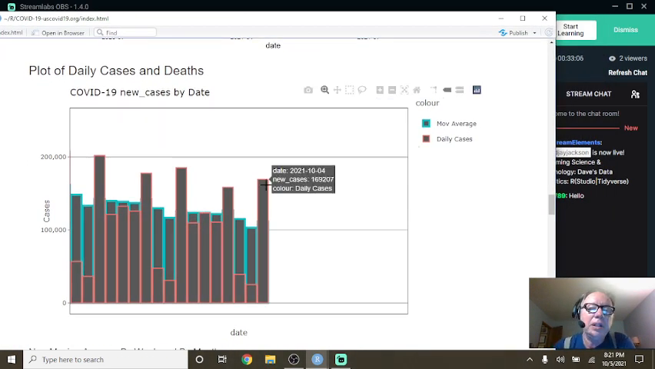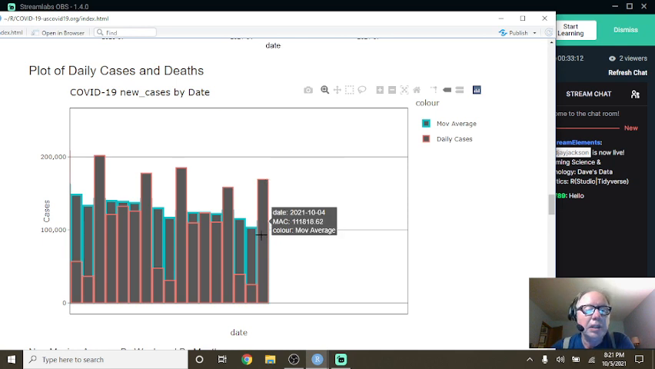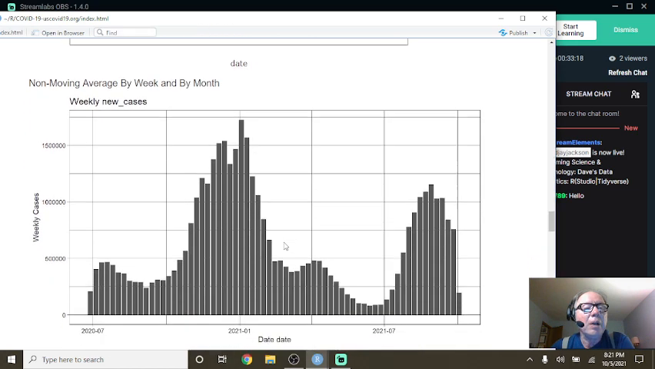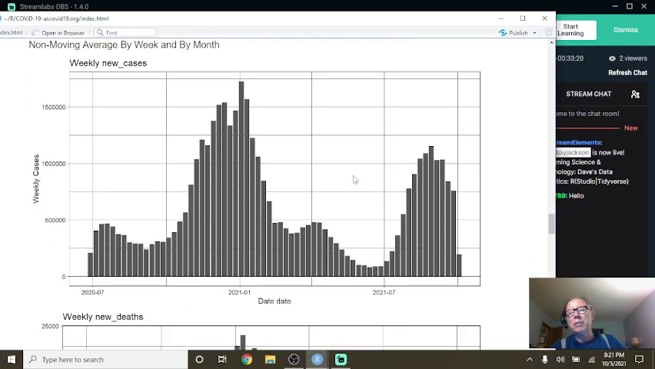So anyway, as you can see here, as of October 4th, we had 169,207 cases with an average of 11,181. What about weekly cases? Okay, this is a non-moving average.